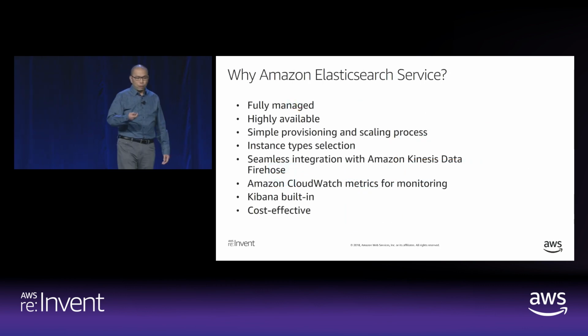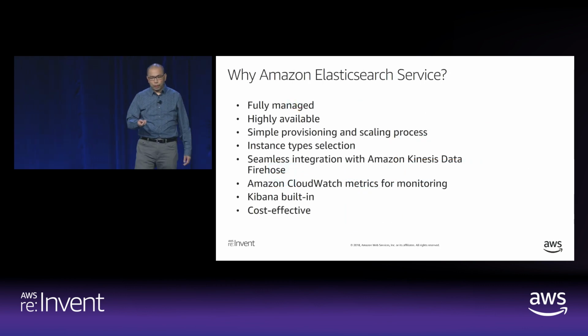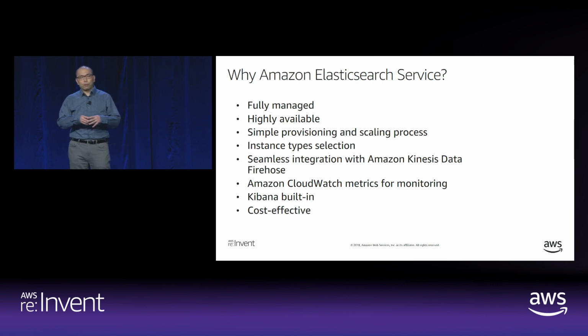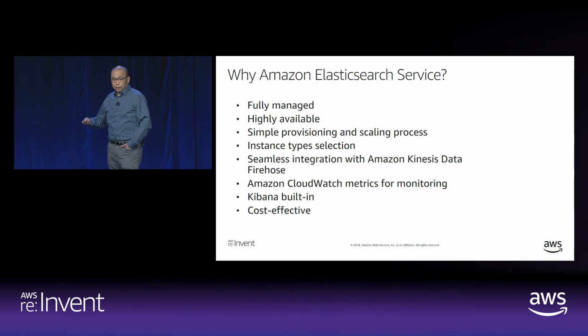Now, why did we pick Elasticsearch, Amazon Elasticsearch Service? First of all, it's a fully managed service, where we don't have to have deep knowledge about some of the inner workings of Elasticsearch, and that's not our intent anyway. So we like this one. It's highly available, and it will take care of all the availability issues for us. It's quite easy to provision, and the scaling process is a simple point and click or running a simple command line. You add more nodes to it, and it will be done quite handily for us.